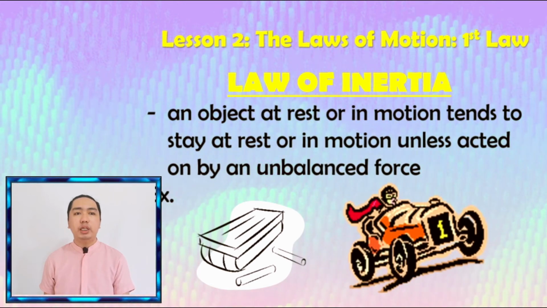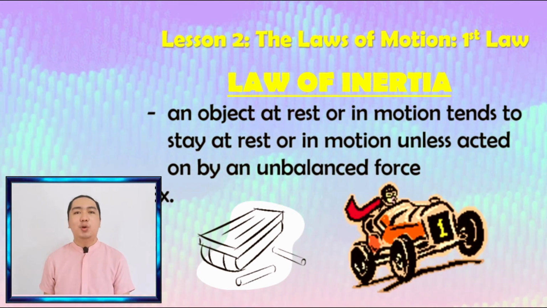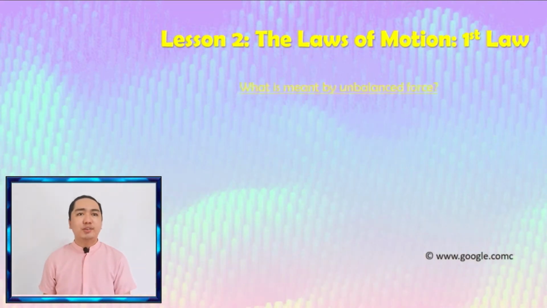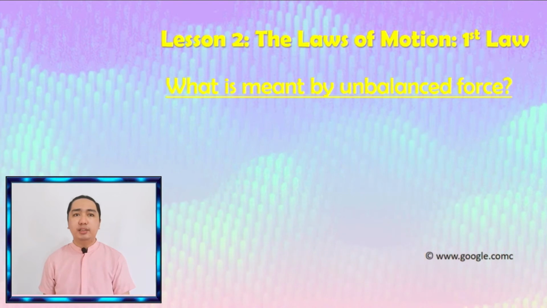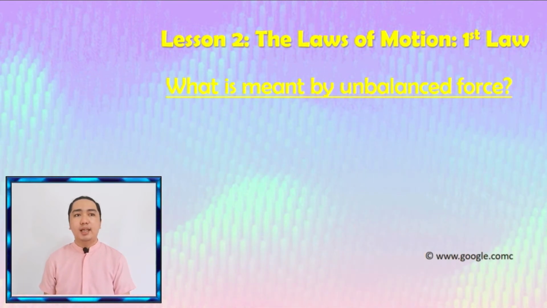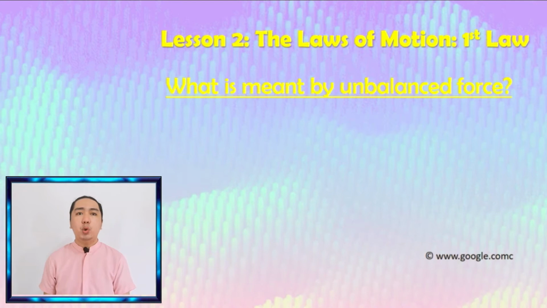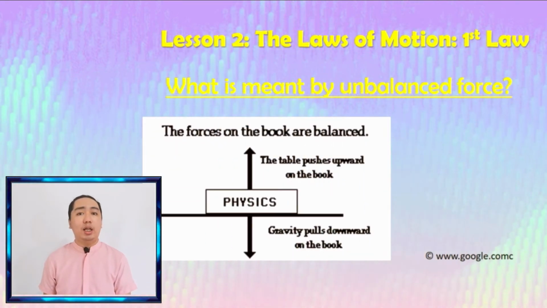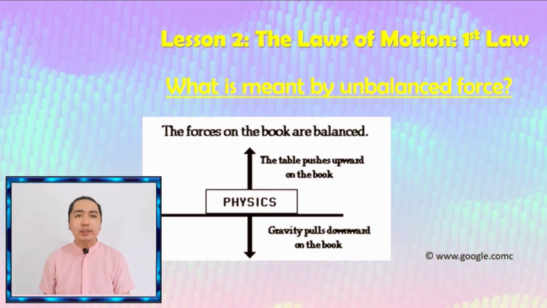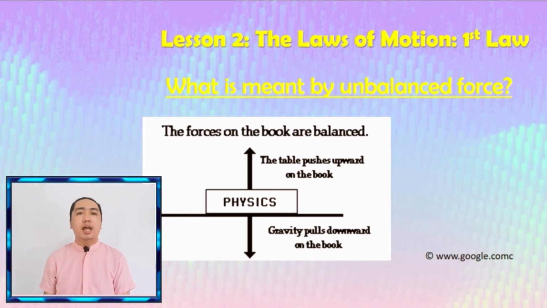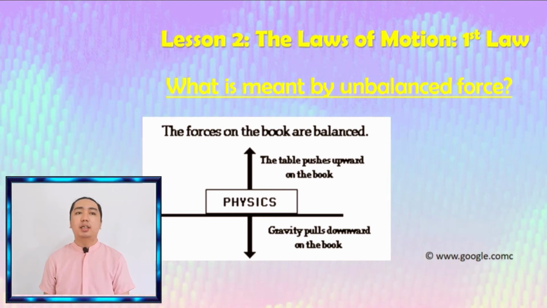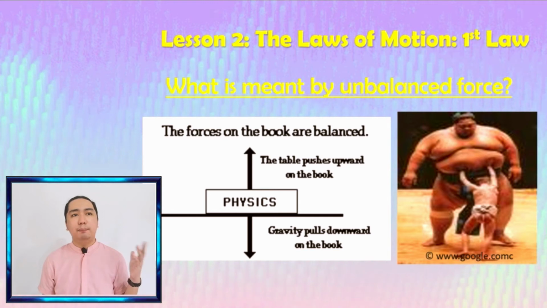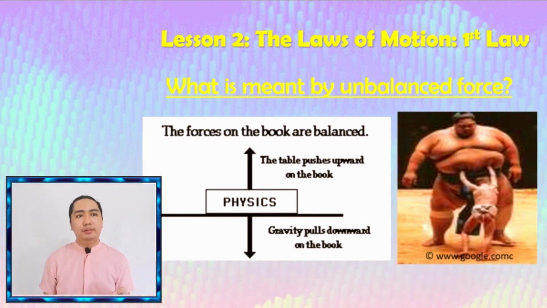It takes force to change the motion of an object. What is meant by unbalanced force? If the forces on an object are equal and opposite, they are said to be balanced, and the object experiences no change in motion. If they are not equal and opposite, then the forces are unbalanced, and the motion of the object changes. So, like this example, a big man and a small man.